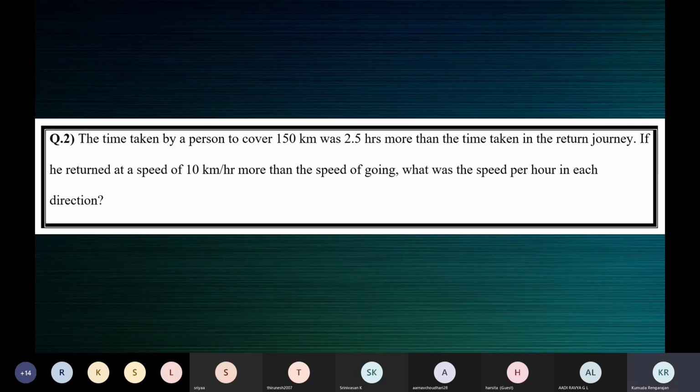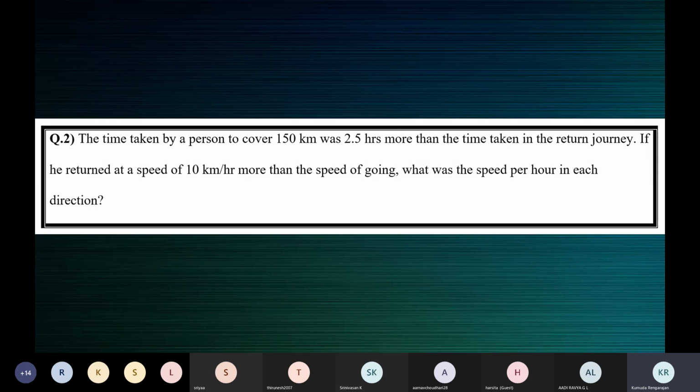The time taken by a person to cover 150 kilometers was 2.5 hours more than the time taken in the return journey. You can take 2.5 as 5 by 2 if you want. So a person covers 150 kilometers; the comparison is between the onward journey and the return journey.